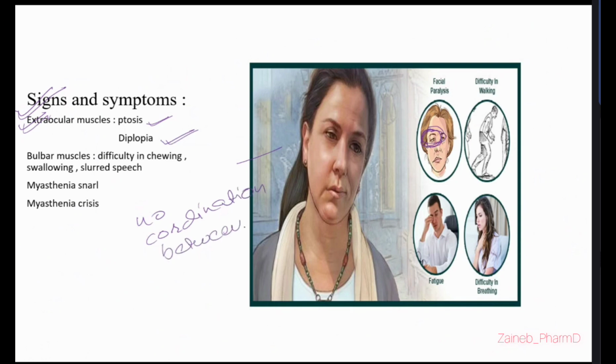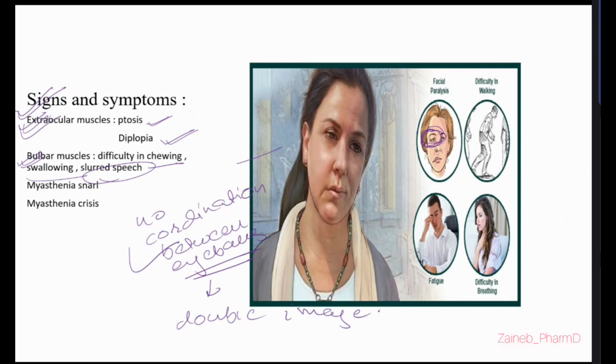There is no coordination between the eyeballs. The patient will have double image. Okay, so it will affect the extraocular muscle. Also, it affects the bulbar muscles. The bulbar muscles are involved in articulation, phonation, and swallowing. So, if the bulbar muscles are having problems, it will cause difficulty in chewing, swallowing, and slurred speech.